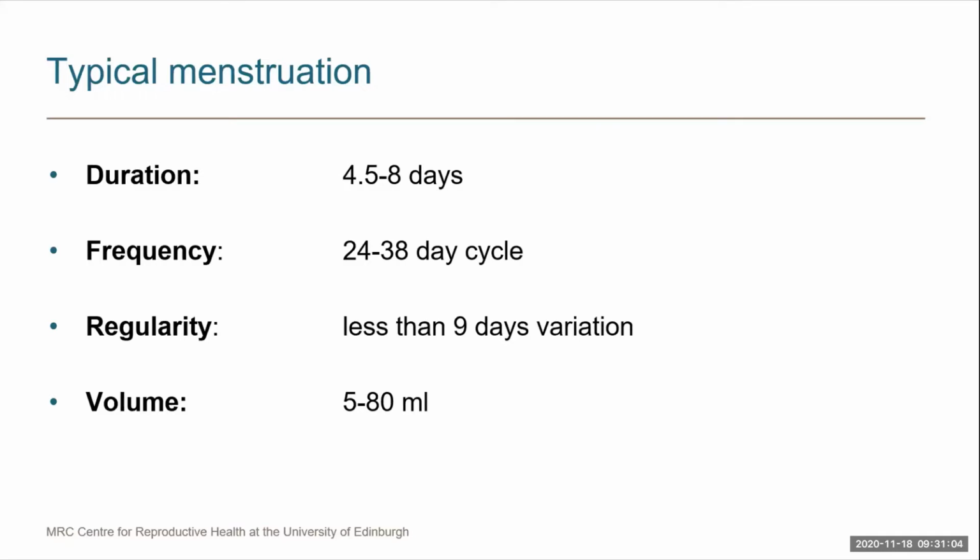The frequency of menstruation is the time from the first day of one period to the first day of the next period, and there's quite a wide variation of what's considered normal. The regularity is the variation in this length of time, so the difference between the shortest cycle and the longest cycle. If that's less than 9 days, that's considered quite typical. And the volume of menstrual bleeding is a bit more tricky to define, but objectively is between 5 and 80 mils of blood per cycle.